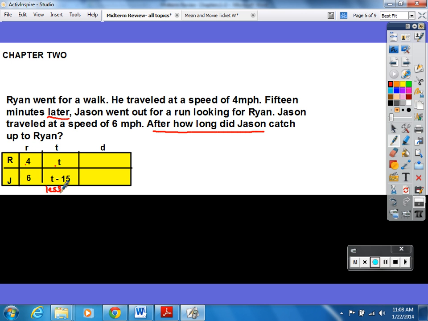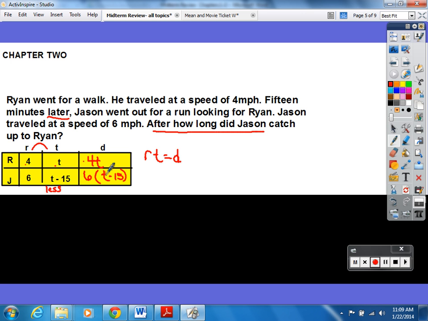We also have to remember that to come up with what belongs in the distance column, rate times time always equals distance. And so what goes here is going to be a combination of multiplying these terms together. So our distance for Ryan is 4t, and our distance for Jason is 6 times the quantity of t minus 15.